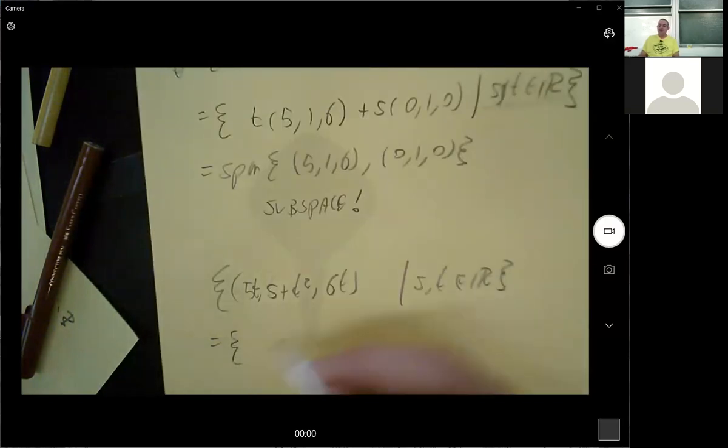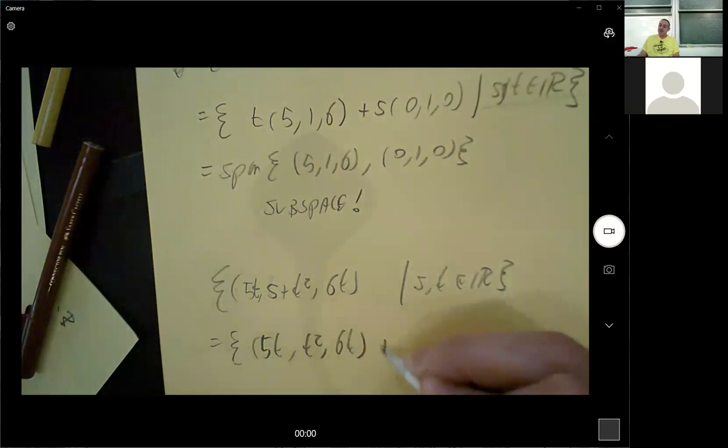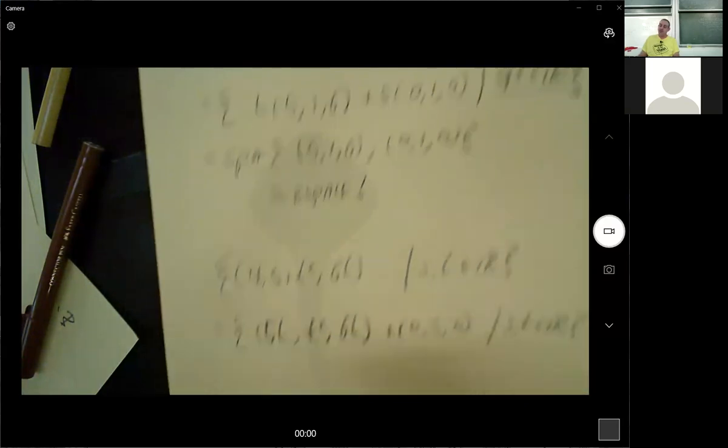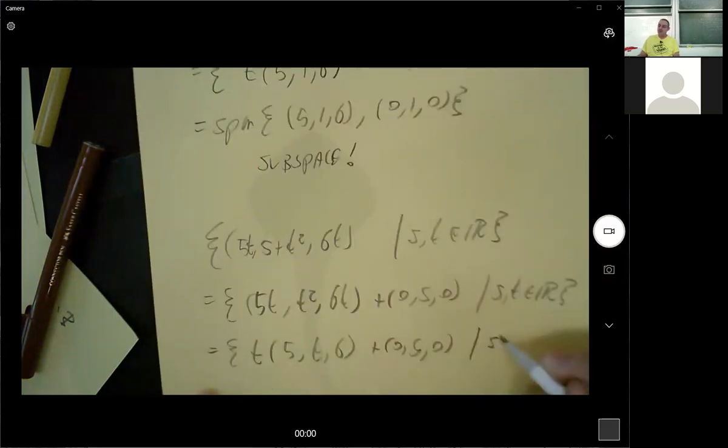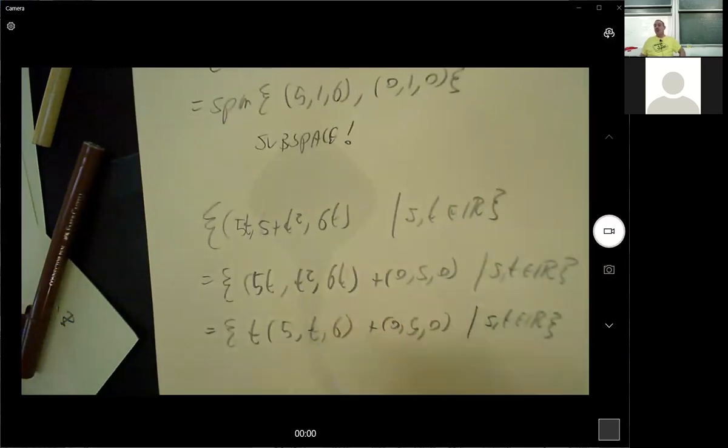That would have been trickier. I could have done, you know, damn it, 5t, t squared, 6t plus 0s0, that's fine. But if I pull a t out of this, there's still a t inside, which is a bit of an issue. So I would say that this is probably not a subspace, but I can't be absolutely certain. It might still be anyway. But if I had to guess, I would say no, it's not.